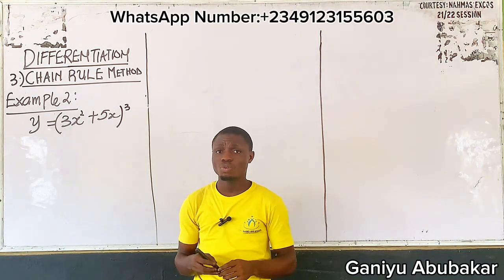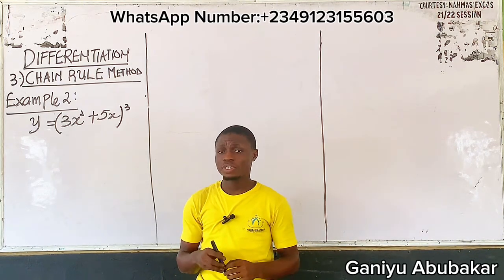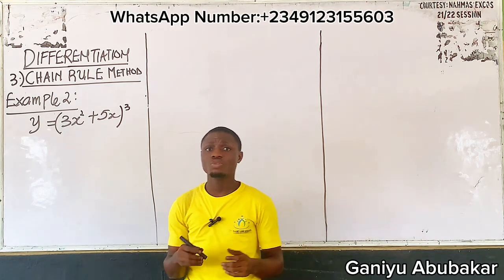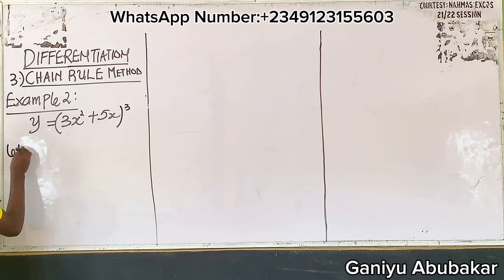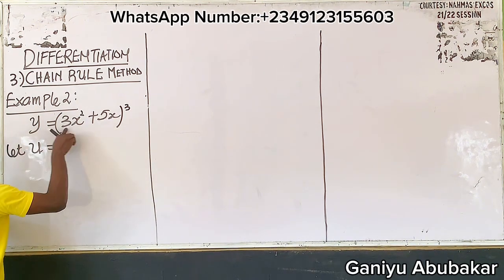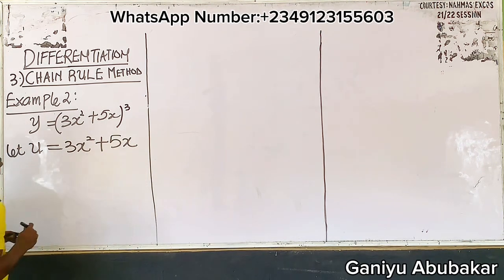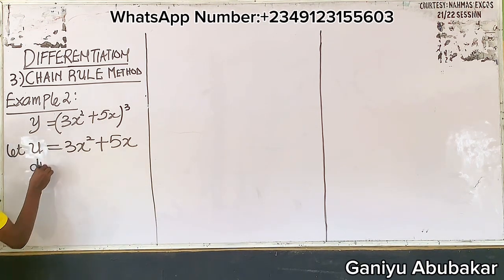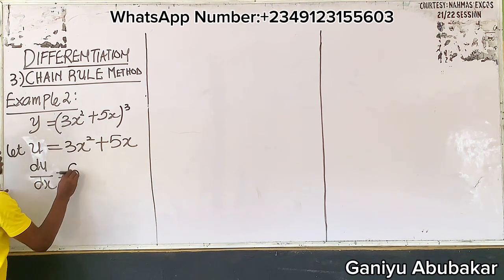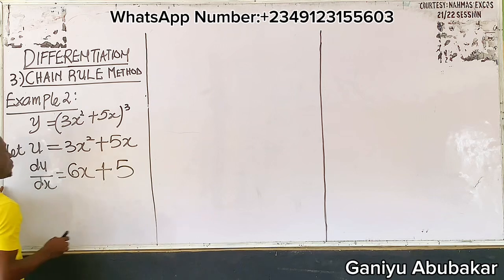Let's work with example 2 under chain rule method of differentiation, and let's see how we evaluate this problem. We said when it comes to chain rule, your first task is to let the term in bracket be u. So let u be equal to the term in bracket, 3x squared plus 5x. When you are done, differentiate u with respect to x. I'll have du/dx equal to, if I differentiate 3x squared, I shall have 6x plus, differentiate 5x, I'll have just 5.